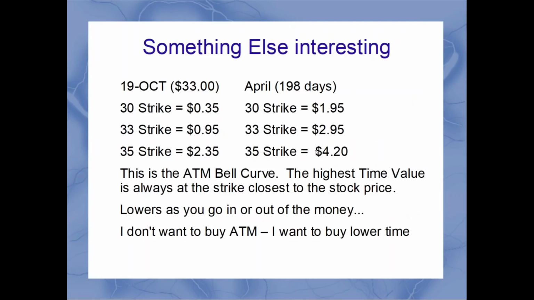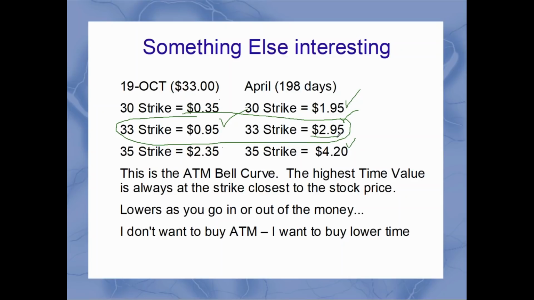Now, another interesting thing when we look at those different strikes, and we talked about this just a moment ago, the at-the-money options, 33 strike. The April has $2.95 of time value. The October has 95 cents of time value. The out-of-the-money option, the 30-strike put, and the in-the-money option only have 35 cents of time premium. Here we have $1.95 of time premium for that 30-strike, and here we only have $2.20.